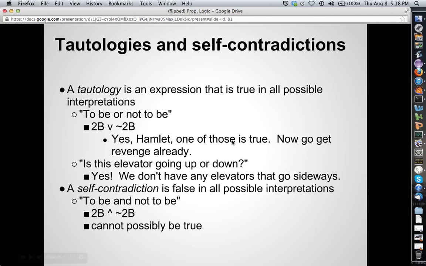Self-contradiction, on the other hand, is false in all possible interpretations. So the simple example here: to be and not to be. Well, for an "and" to be true, you would need both parts to be true, and it's not possible for to be and not to be both to be true. So that's the simplest example I can think of for a self-contradiction.